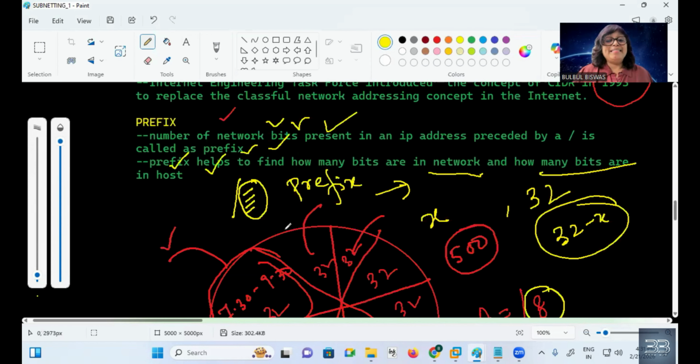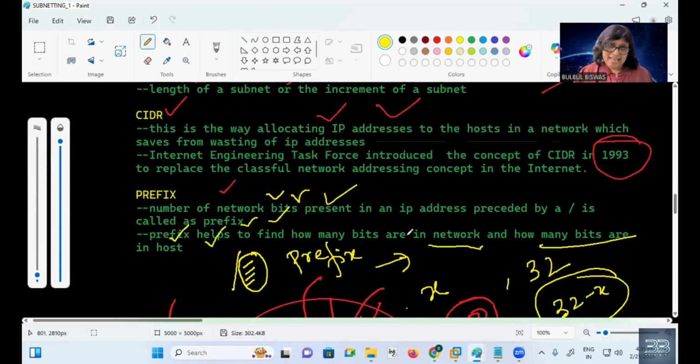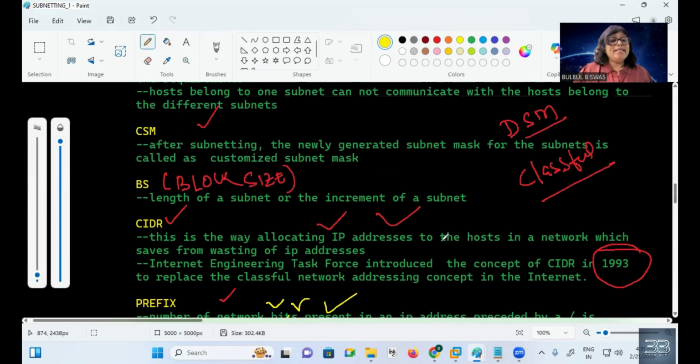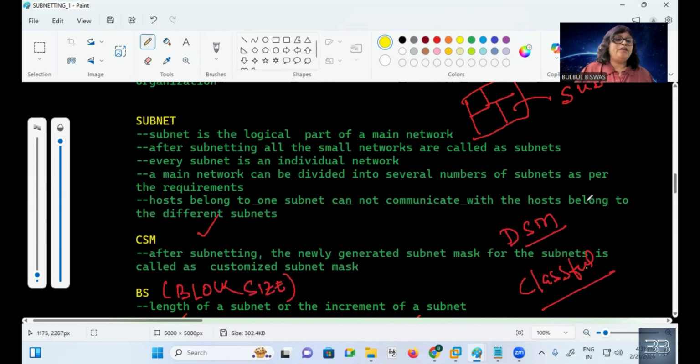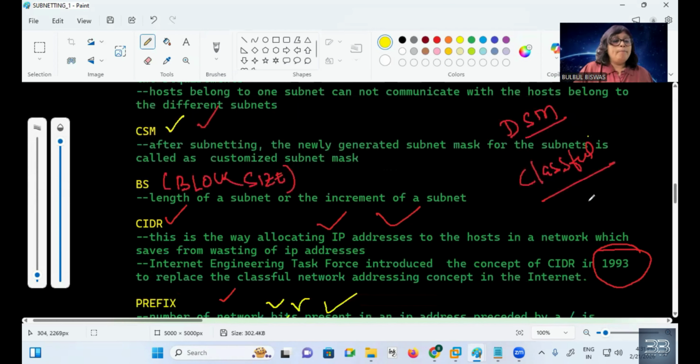So this is the basic concept of subnetting. I have just started. We have many miles to go. Don't think this is the last video of subnetting. This is the starting video of subnetting. In the next consecutive videos, I will show you the subnetting. And before going in depth into subnetting, I'll give you more ideas about it. But everyone, please become familiar with these terms like subnet, CSM, block size, CIDR, and prefix, because we frequently use these terms in subnetting.